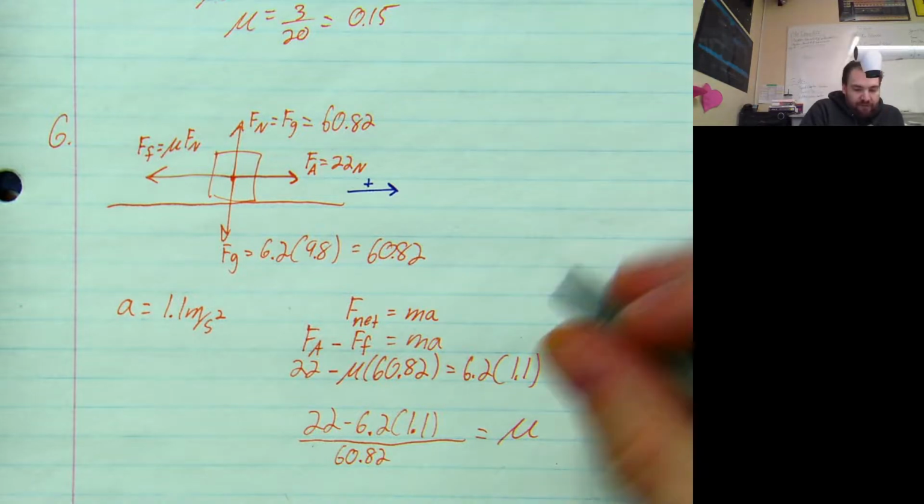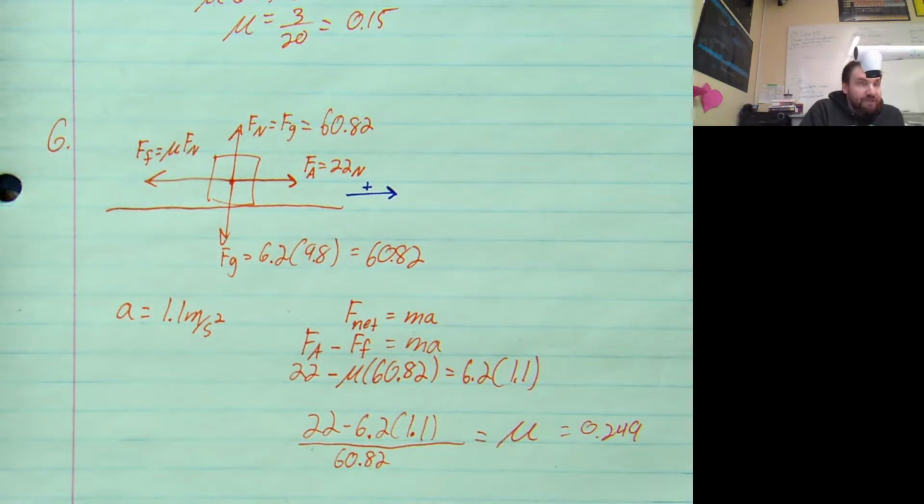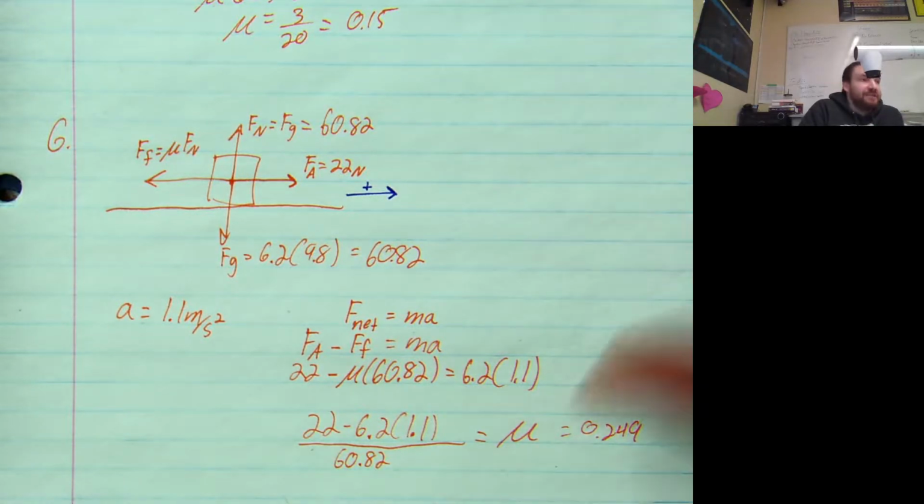0.249? Perfect. And then the answer key says it's 0.25, so that rounds nicely. That is question 6. So it involves everything we've done. It involves everything we've done up to this point. Questions, comments, concerns?